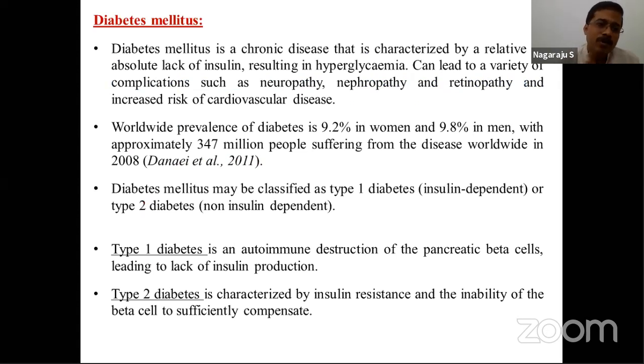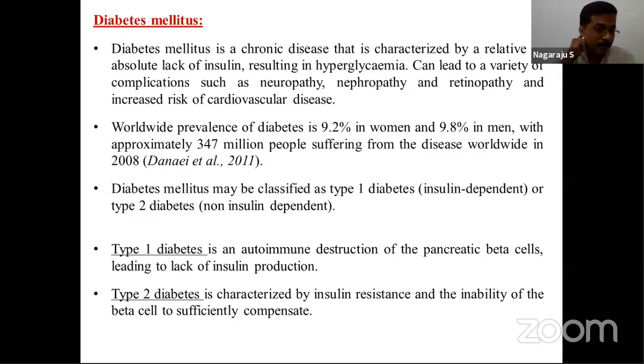Now I will come to two disease conditions. One is diabetes mellitus, and some of the animal models that are used. Diabetes mellitus is a chronic disease characterized by a relative or absolute lack of insulin, resulting in hyperglycemia. This can lead to a variety of complications like neuropathy, nephropathy, retinopathy, and more risk of cardiovascular disease. Worldwide prevalence of diabetes is 9.2% in women and 9.8% in men, with approximately 347 million people suffering from the disease.